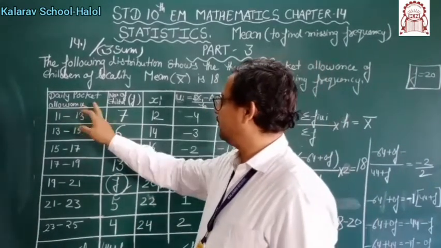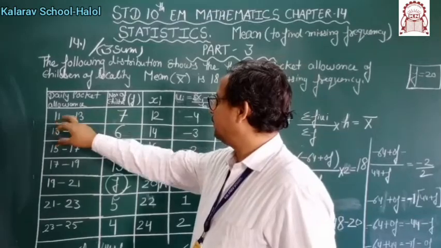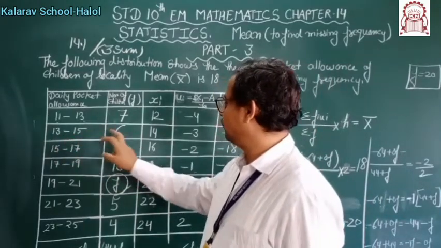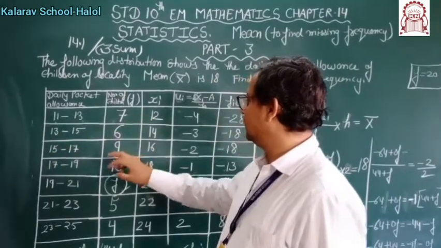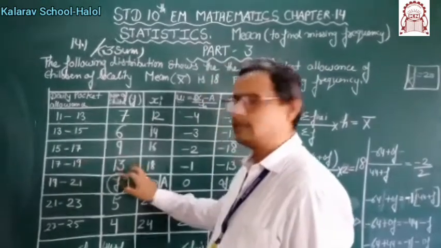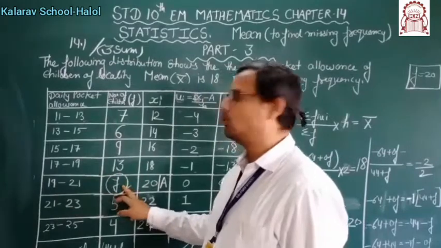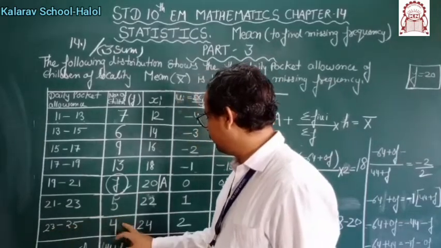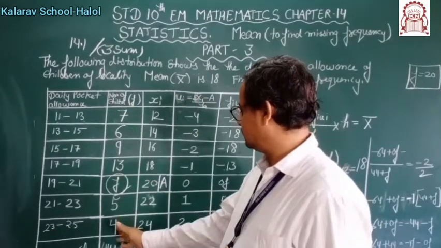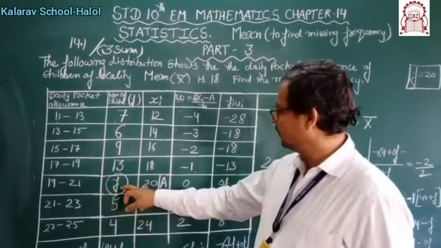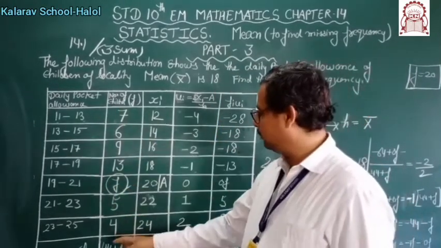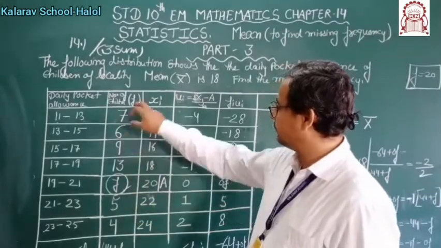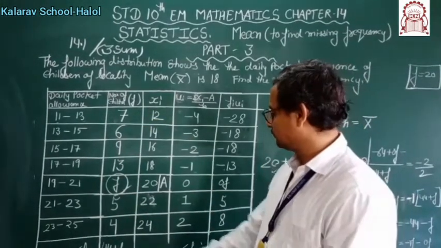So see here, daily pocket allowance is given. 11 to 13 rupees, 7 children. 13 to 15 rupees, 6. 15 to 17 rupees, 9 children. 17 to 19 is 13 children. 19 to 21, you don't know, you have to find it. 21 to 23, 5, and 23 to 25, 4. If you add all this, you know this is the algebraic number, and all these are numerals. So we will add it this way: 44 plus F.